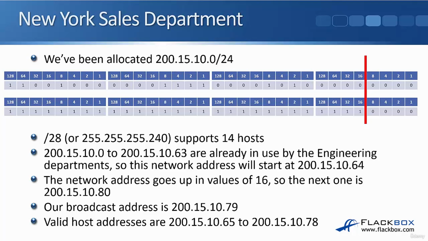200.15.10.0 to 200.15.10.63 were already being used by the engineering departments. So the network address that we'll start with here is 200.15.10.64. If we look at the line, we can see it's after the 16. So 64 plus 16 is .80. Take one away, our broadcast address is going to be 200.15.10.79, and the available host addresses are 200.15.10.65 to 200.15.10.78, the addresses that are between the network address and the broadcast address.